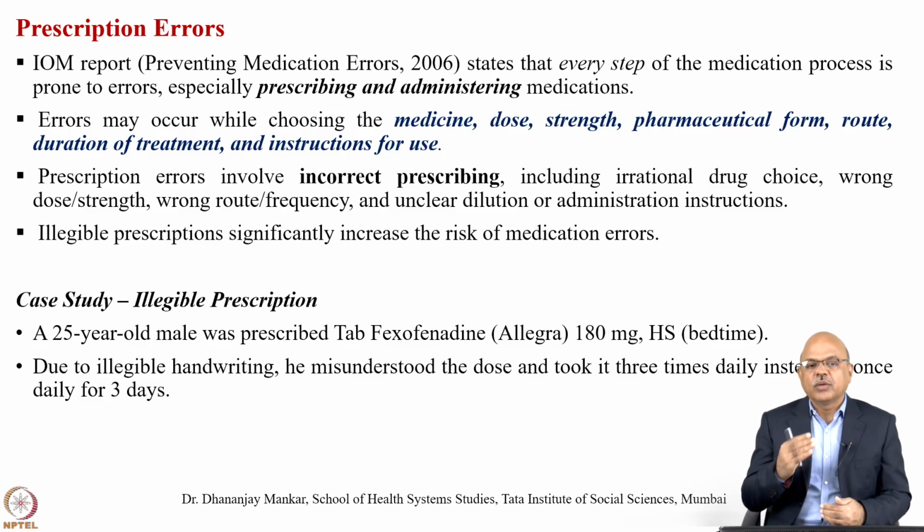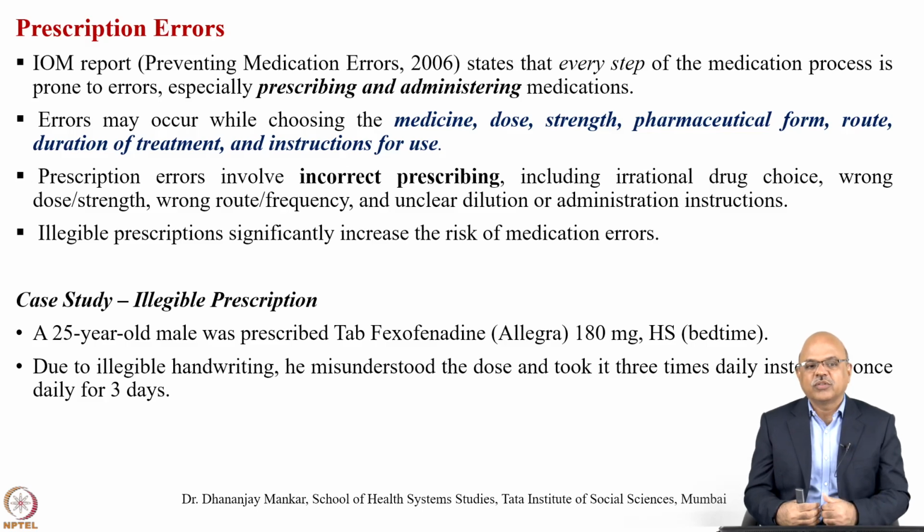Wrong route versus the frequency and unclear dilution or administration instructions are very much in line with the requirement that needs to be worked on for prescription errors. Adding to it, illegible prescriptions significantly increase the risk of medication error. Many times it has been seen that when there is reporting, these reasons are to be worked on, rather than putting blame or giving excuses for the prescription error, or sometimes unjustifiable explanations which give no reason to punish the culprit.